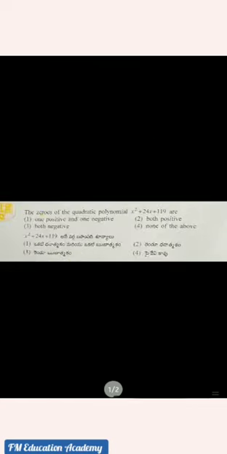In this particular question, it is asking you the zeros of the quadratic polynomial x square plus 24x plus 119. It is not asking you value. It is asking the zeros, that is alpha and beta, which you get. Are they both positive, or one positive and one negative, or both negative, or none of the above? So in this we need to find out the signs of the roots, or zeros. So what to do? Write the quadratic polynomial.